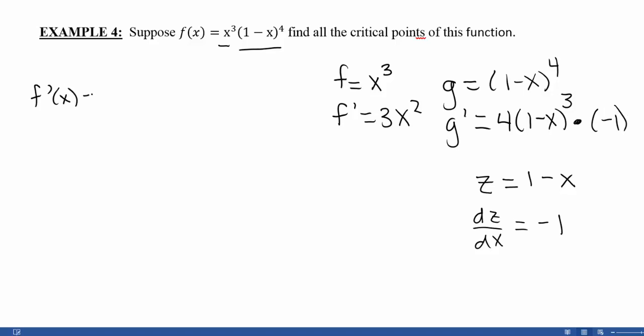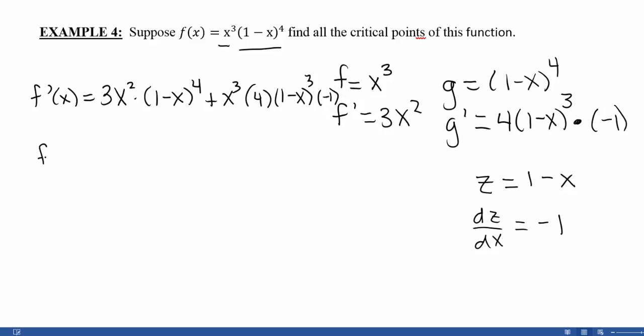So we're going to get f prime times g, so 3x squared times (1 minus x)^4, plus f times g prime. So x cubed times 4 times (1 minus x)^3 times negative 1. So we have to do some simplifying here, some rearranging. We want to try to make sense of this because, again, remember, we're going to be looking for when this equals 0.